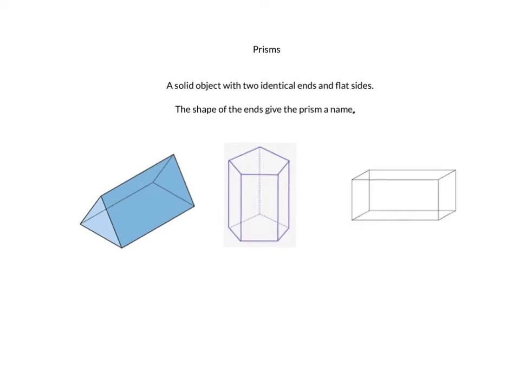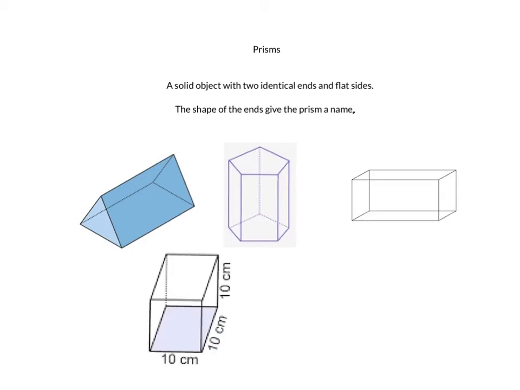Here is a third prism, and we know this by the more familiar name of a cuboid. So we have a rectangle on the bottom and another rectangle on the top. We could call that a rectangular prism.